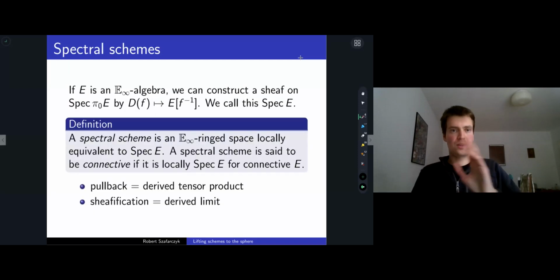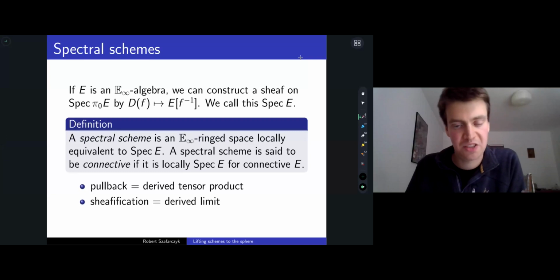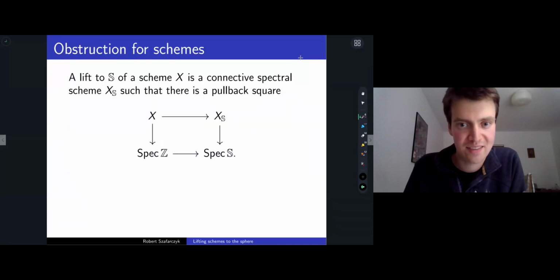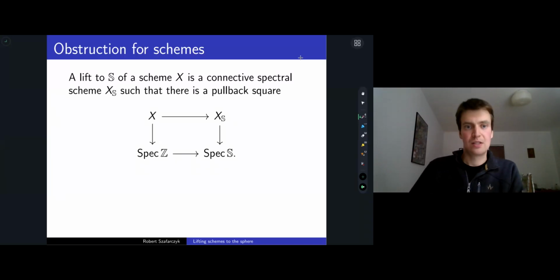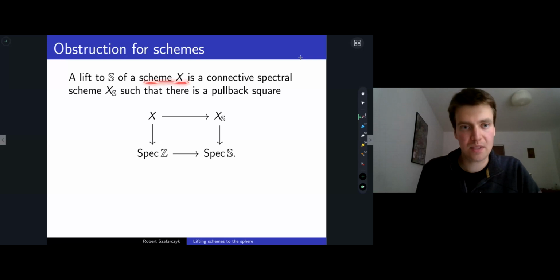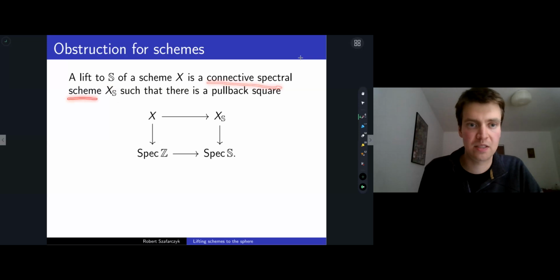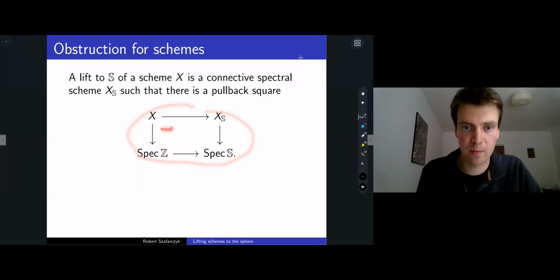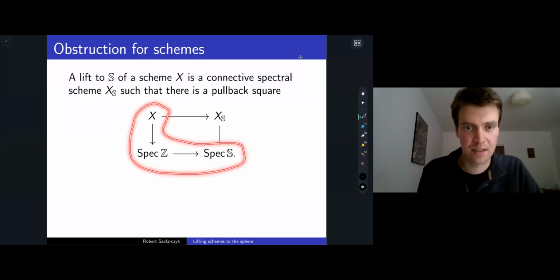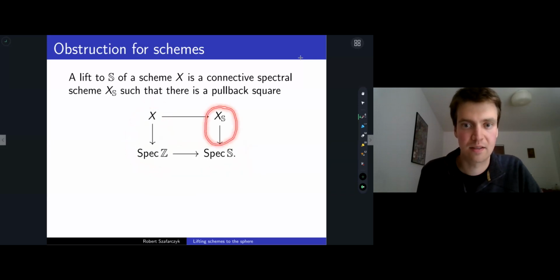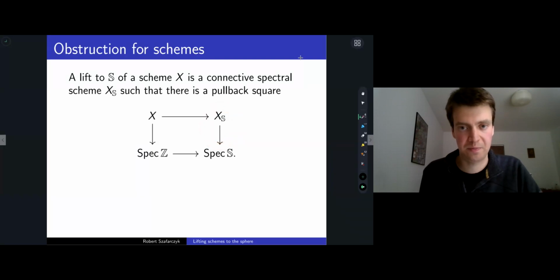But yeah, don't worry too much about spectral algebraic geometry. It's just so that I can say what it means to lift a scheme. So if we're given a scheme X, then a lift to the sphere spectrum would be a connective spectral scheme XS, such that we have the following square, and it is a pullback. So this, right? We first start with this, and then we ask for a lift of X to the sphere spectrum.